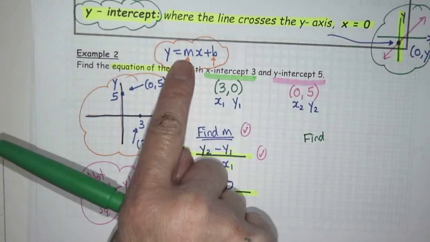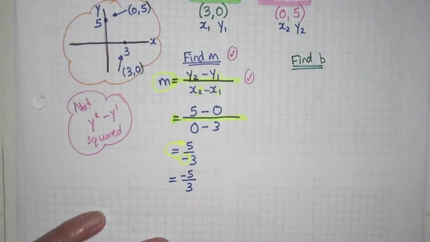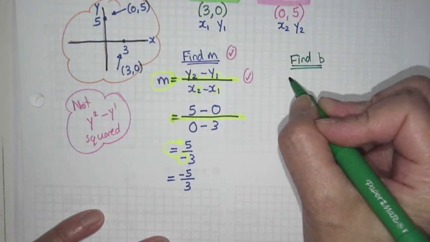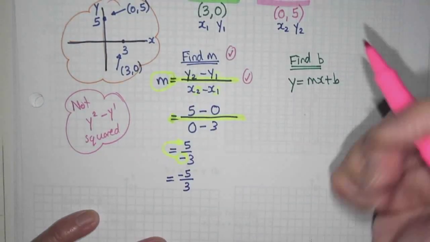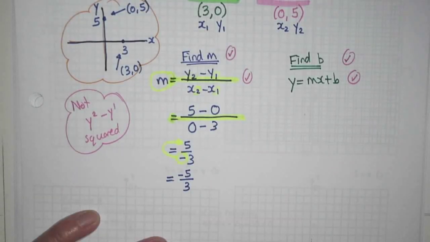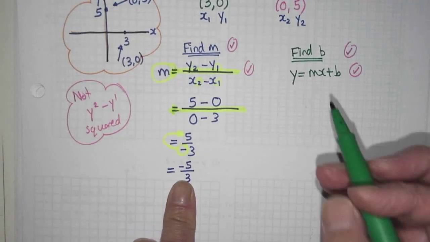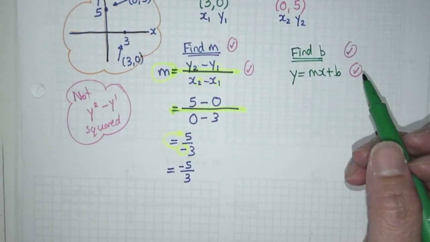When I do an equation, I need m and b. So I need to find b. Okay, so let's find b. How do I find b? y equals mx plus b. Again, I want you to title it, and I want the formula. And now you're going to sub in. What am I going to sub in? m goes in for the m, and then either one of those 2 points.